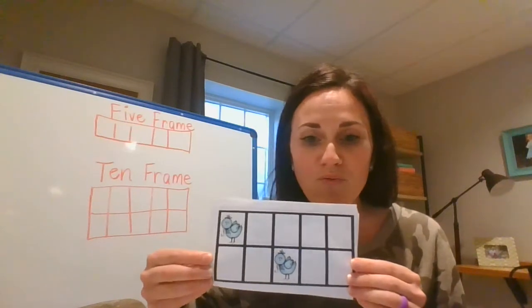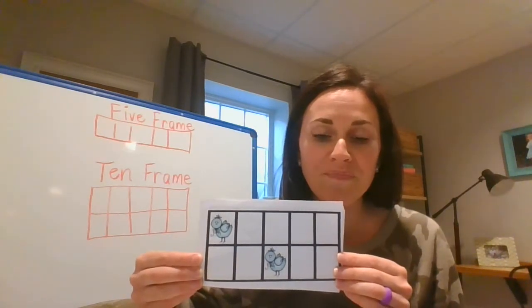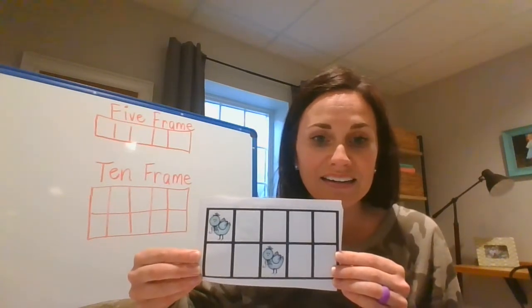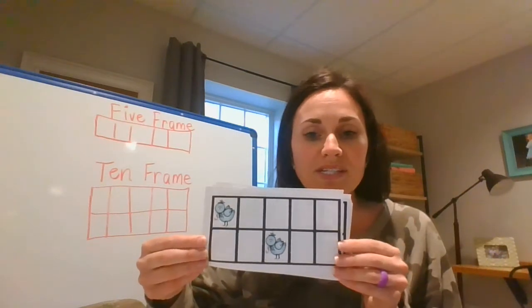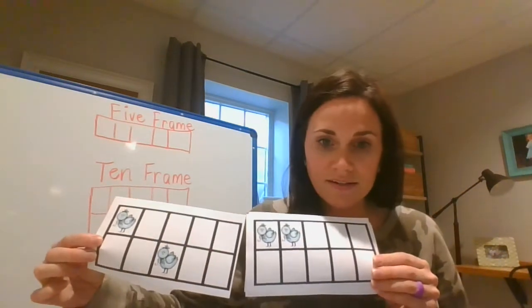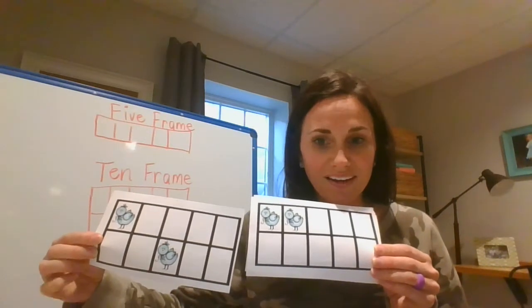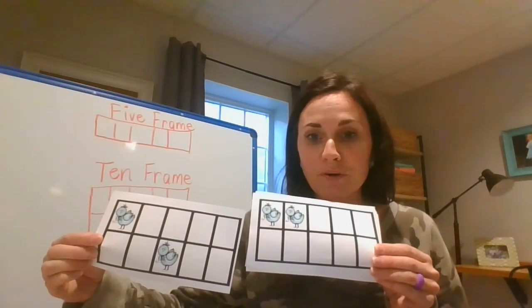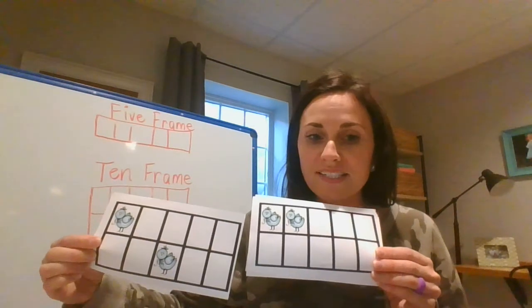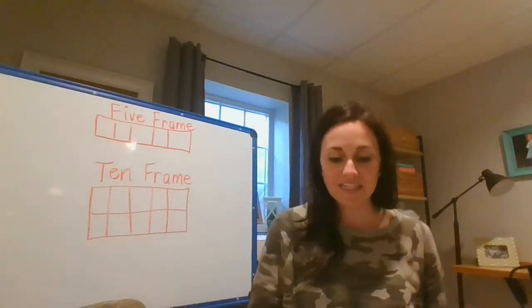Is that what you saw? One in the top row and one in the bottom row? How many is that? That's 2. We're used to seeing 2 like this. But is it the same number? It is. It's just helping us gain a different picture in our brain for what 2 looks like. So try to store these pictures in your brain.